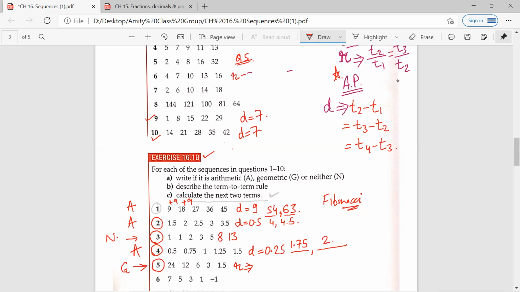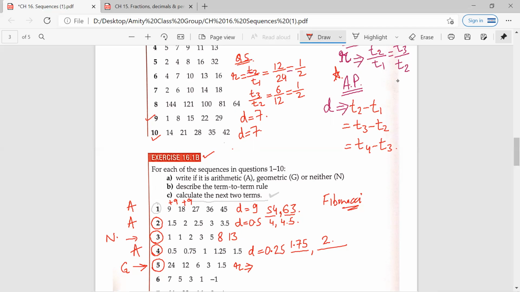So my common ratio would be equal to T2 by T1. Do we agree to this or not? Yes. So it will be 12 upon 24, so it will be 0.5. Sanvi, do we agree to this or not?